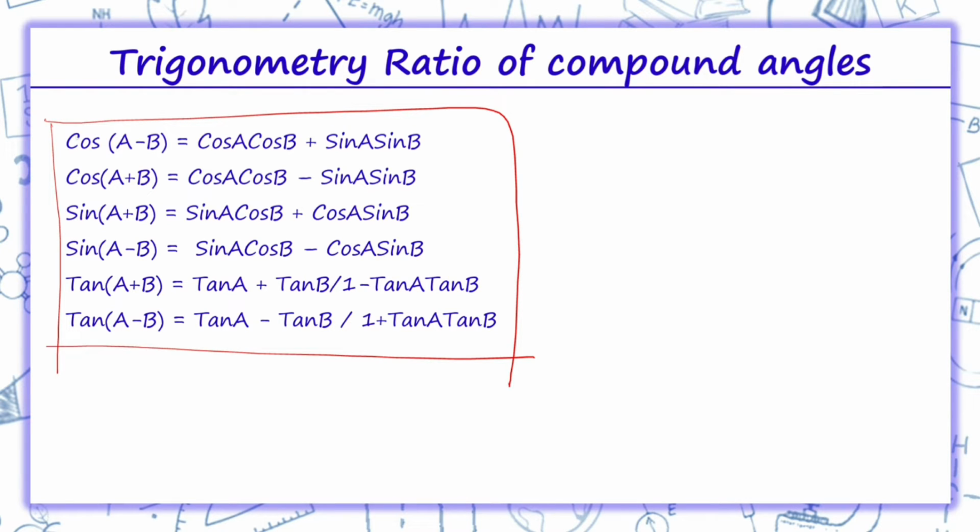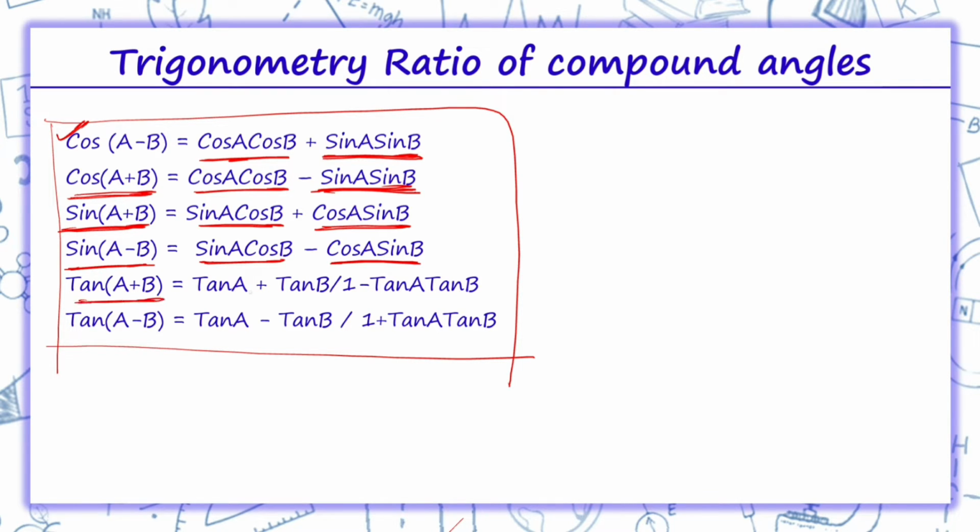The formulas are: cos(A minus B) will be written as cos A cos B plus sin A sin B. Similarly, cos(A plus B) will be written as cos A cos B minus sin A sin B. Sin(A plus B) is sin A cos B plus cos A sin B. Sin(A minus B) will be written as sin A cos B minus cos A sin B.